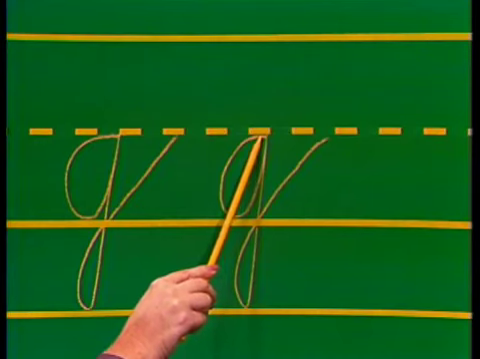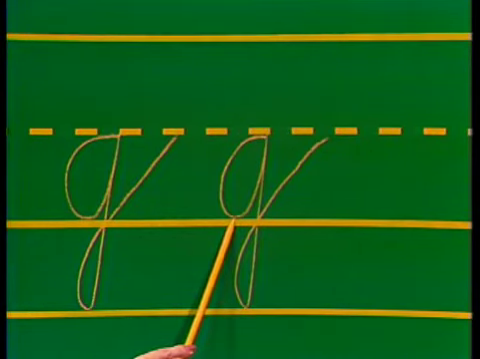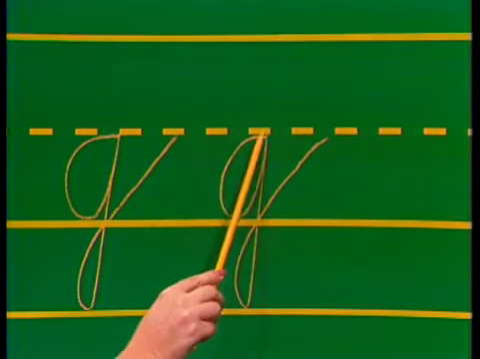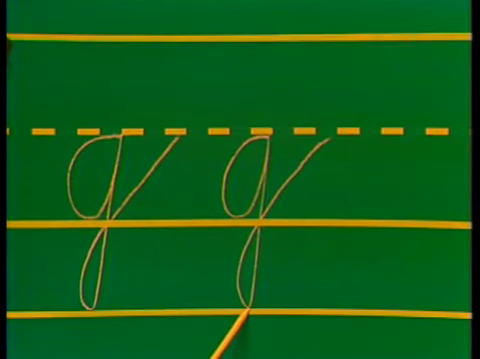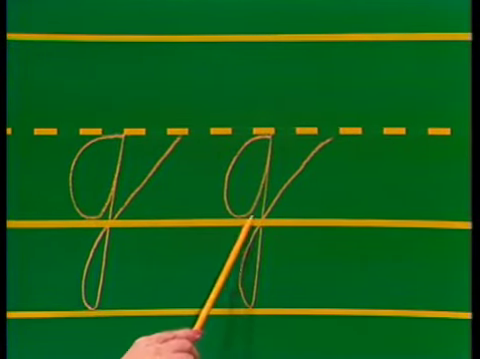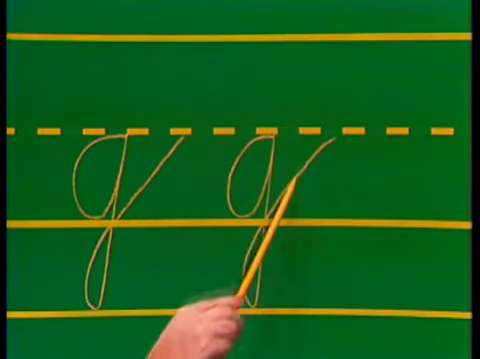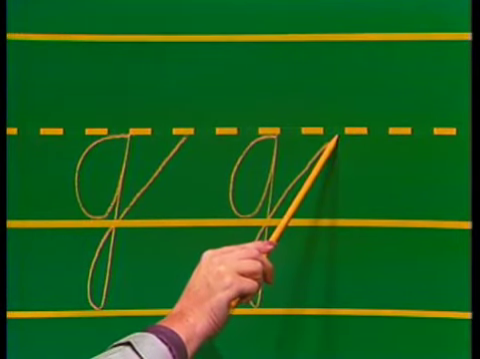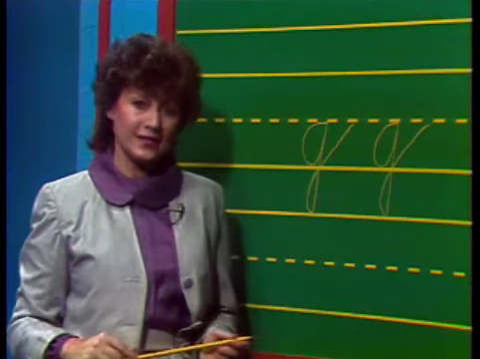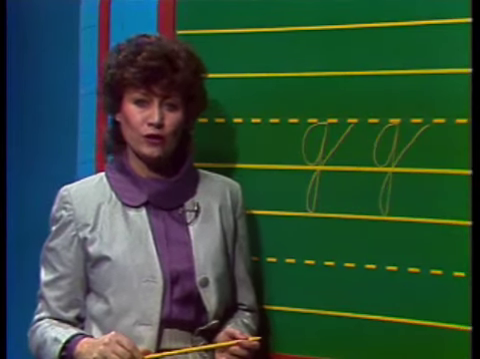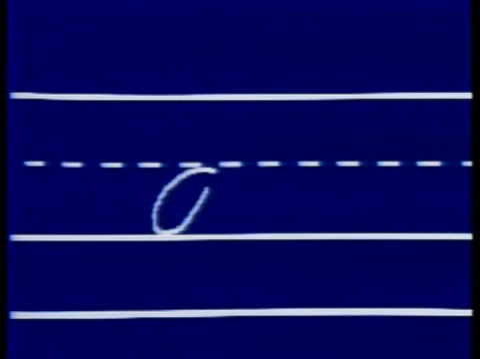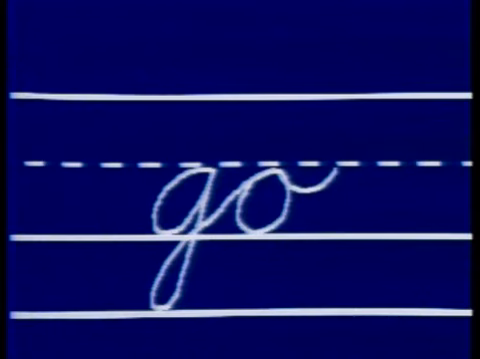Check to see if you started at the midline, that you came down to the baseline, that the slant comes clear down to the descender, that you closed at the baseline and finished at the midline. Now watch as the letter G is used in the word go. First the letter G. Now notice how it's connected to the letter O with that over curve, and then the swing out for the finish. I want you to practice the word go for your next lesson.